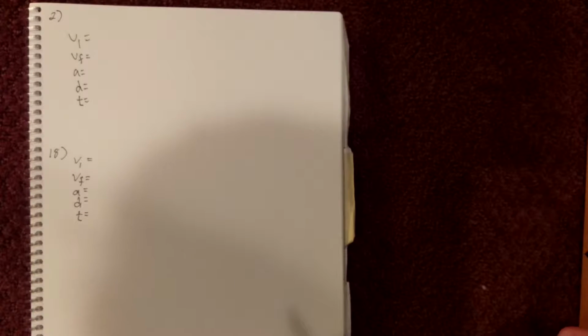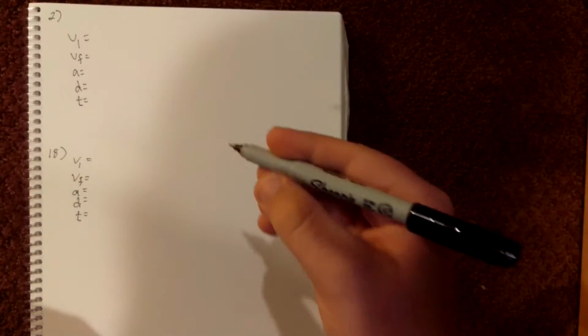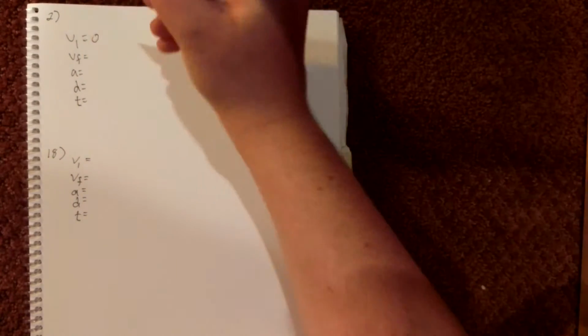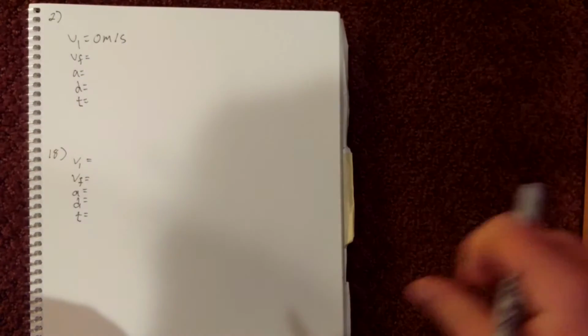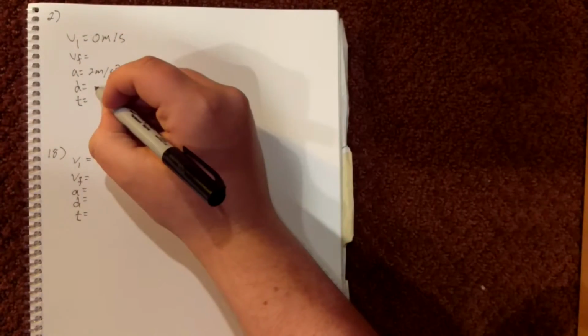Alright, so my first question is number 2, which says an object is at rest and then experiences some acceleration, and then it asks how far the object travels in 3 seconds. So I wrote out all the things you need to solve this problem. It says you're at rest, so your initial velocity would be 0 meters per second. You don't know your final velocity though. It gave you acceleration, which is 2 meters per second squared. You're trying to find distance, and then it gave you time of 3 seconds.